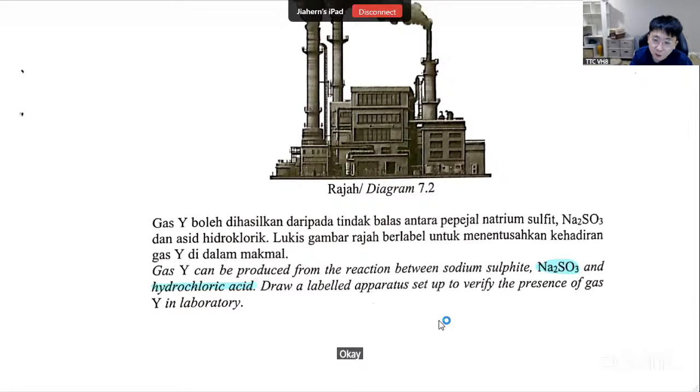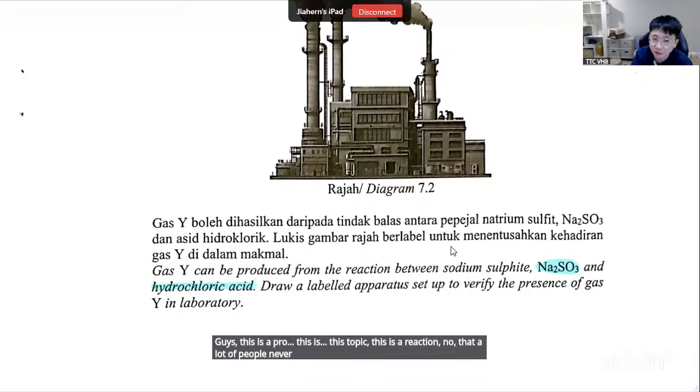Okay, sulfur? No. Guys, for Na2SO3, is it hydrogen gas? No. This is a reaction that a lot of people never study and revise. It's actually sulfur dioxide.